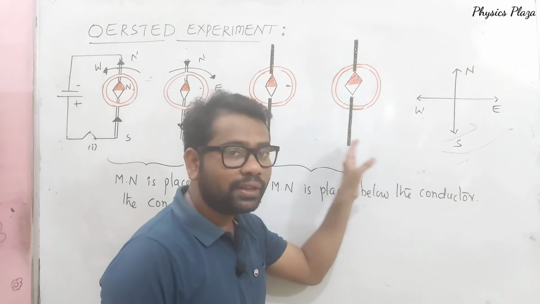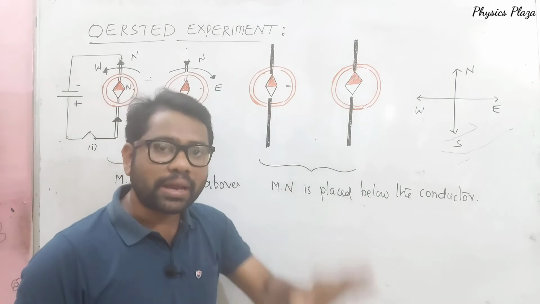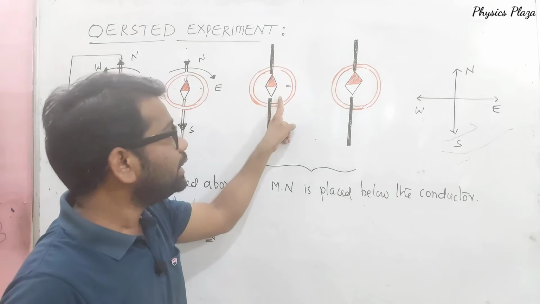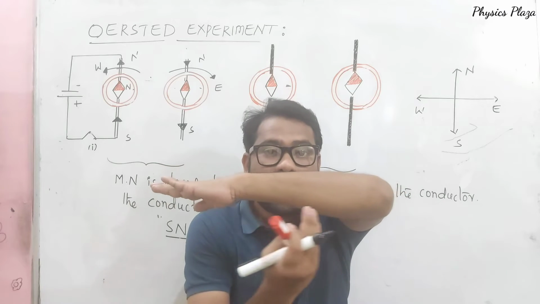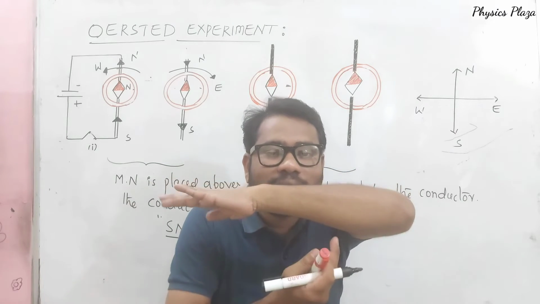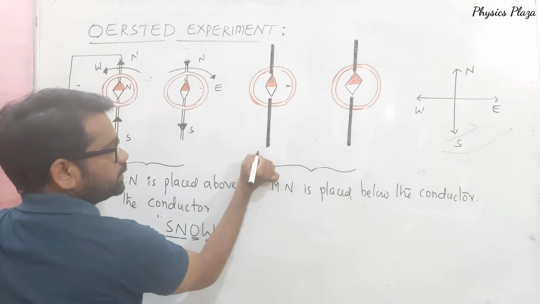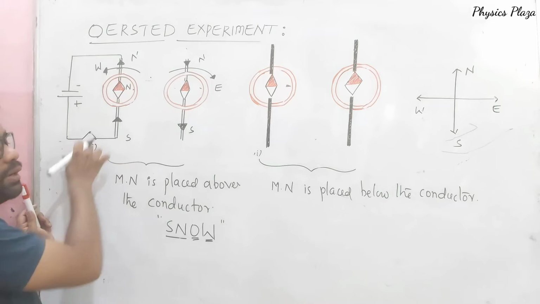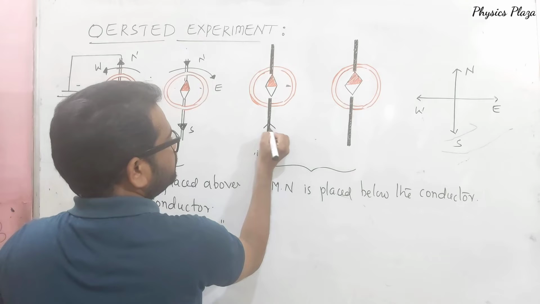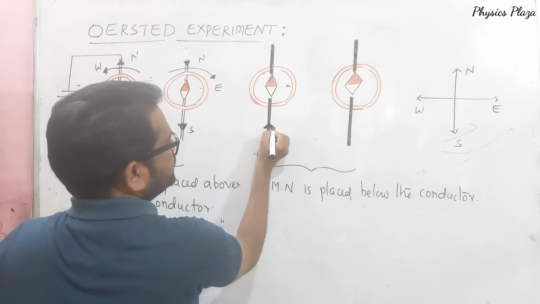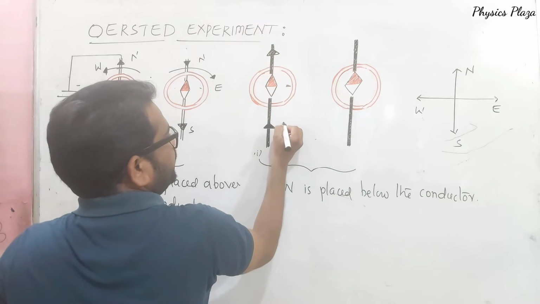And in these two cases, we are going to maintain the same current directions respectively, but the magnetic needle is placed below the current carrying conductor. Children, let us see here. In the first case, the conductor is connected in the circuit. Similarly, here also it is connected. Which means the current is flowing from south to north, like in the first case. This is the current direction.